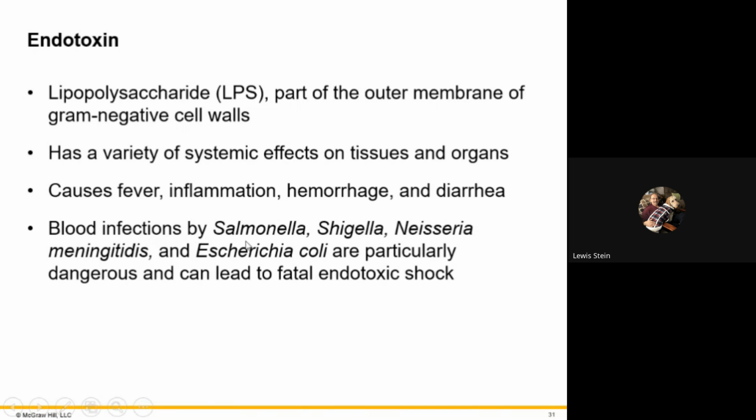Blood infections by Salmonella, Shigella, and Neisseria meningitidis, which causes bacterial meningitis, most common in adults. Salmonella, Shigella, and E. coli are all gut bacteria. The ones that cause infection are not normally found in your gut, or they would be very significant. They can lead to fatal endotoxic shock.